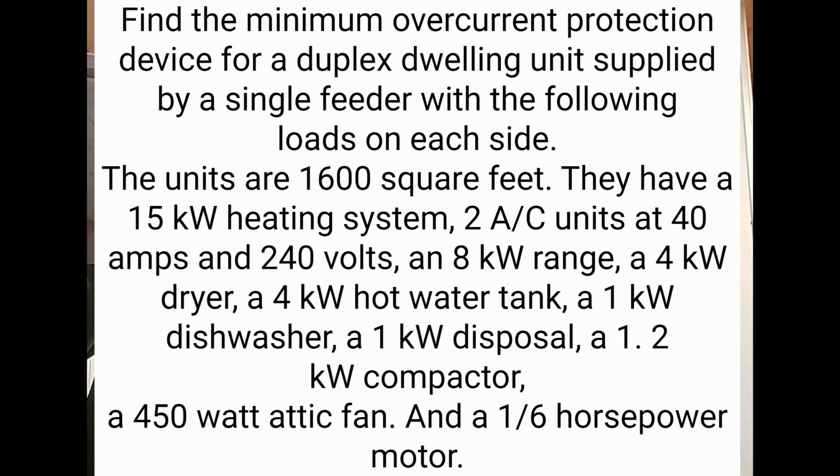Find the minimum overcurrent protection device for a duplex dwelling unit supplied by a single feeder with the following loads on each side. The units are 1,600 square feet. They have a 15 kilowatt heating system, 2 air conditioning units at 40 amps and 240 volts, an 8 kilowatt range, a 4 kilowatt dryer, a 4 kilowatt hot water tank, a 1 kilowatt dishwasher, a 1 kilowatt disposal, a 1.2 kilowatt compactor, a 450 watt attic fan, and a 6 horsepower motor.